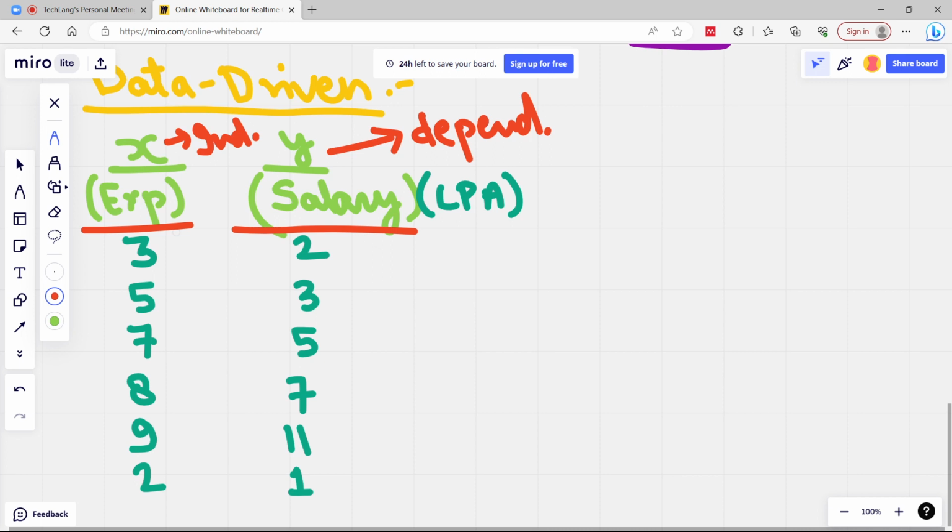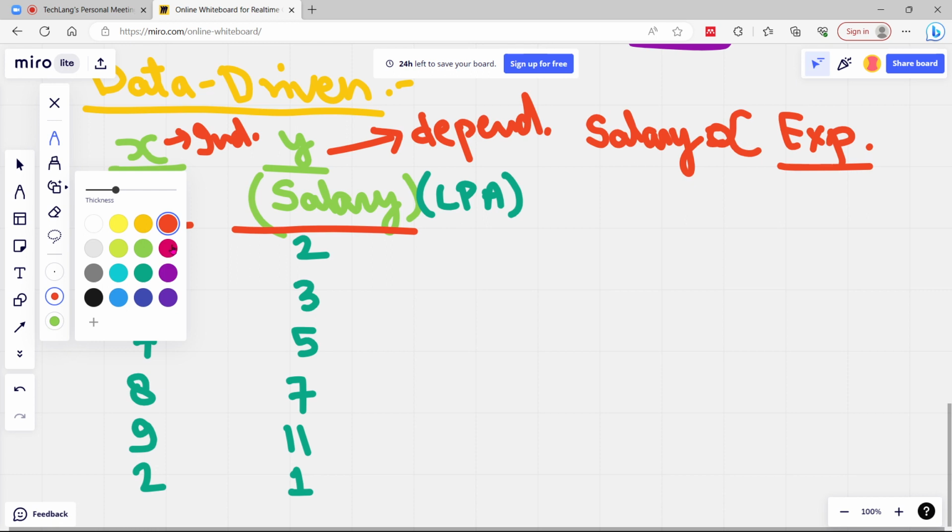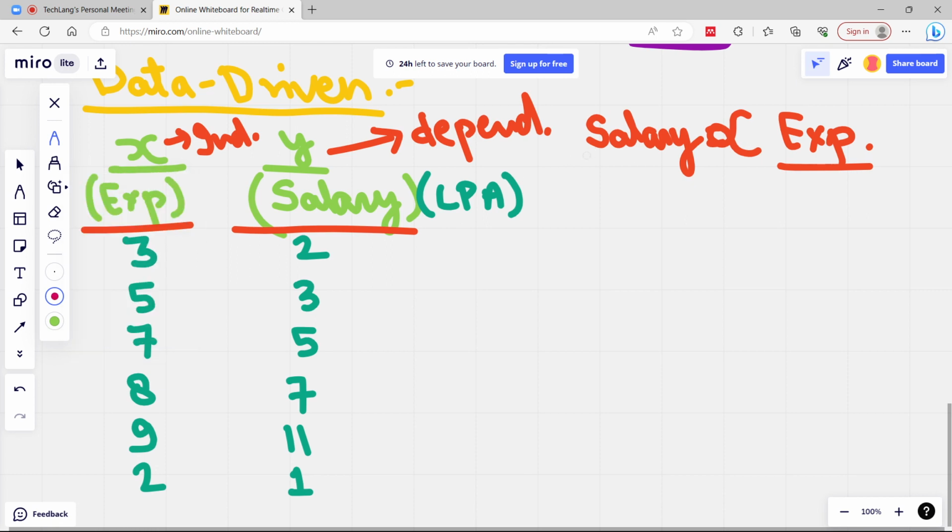We will calculate the salary, we will analyze the salary on the basis of experience of the employee. All right. So you will tell me how much experience you have in your past experience, and I will offer the salary in my company. This is the real scenario.